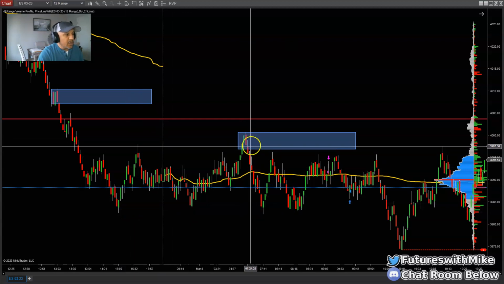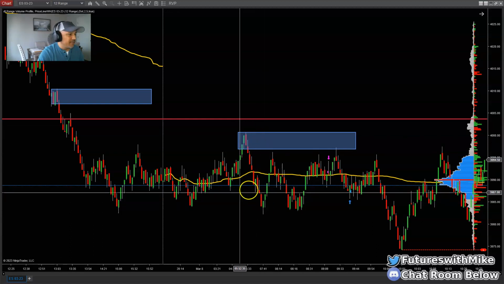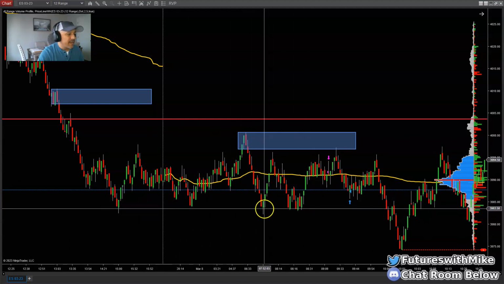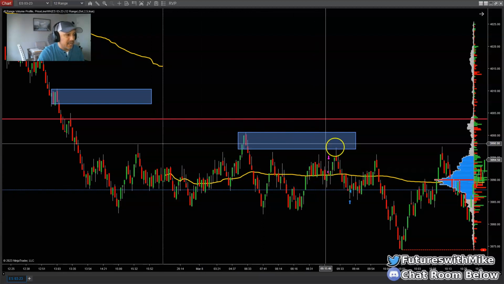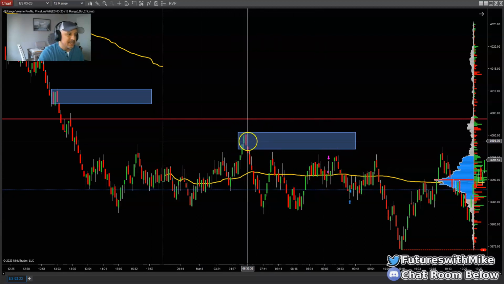So, what do we see happen? Price comes down, flushes this area out, then it starts to make a high, higher lows, and starts etching its way back up to the upside. We mark our zone right here because this is supply.